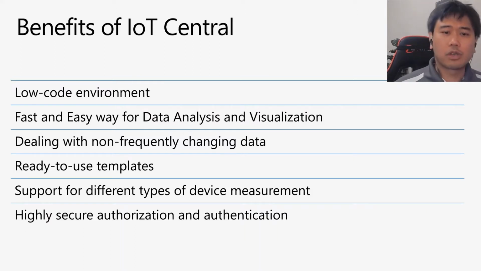There are different types of device measurements, so depending on what you're trying to connect to IoT Central, there are different things, different data that you can get from the device, and of course the measurement associated with that. And then authorization and authentication is already included in that service.